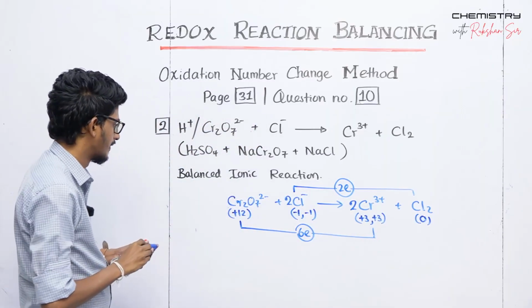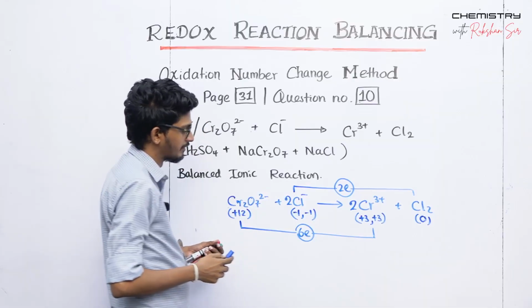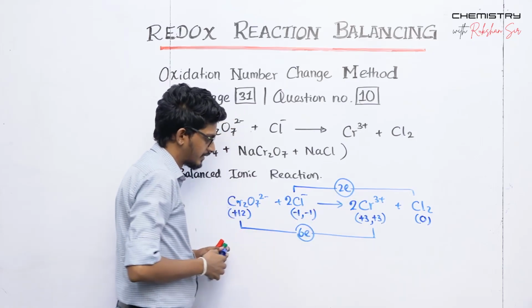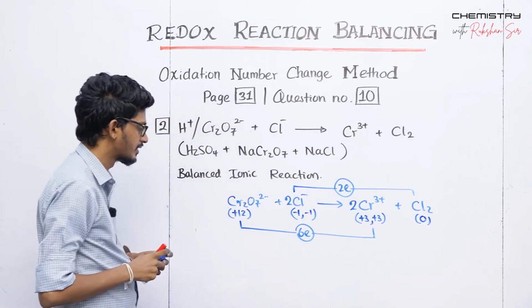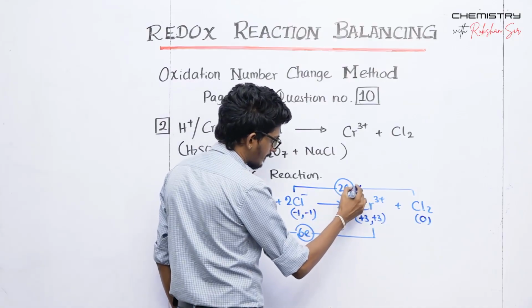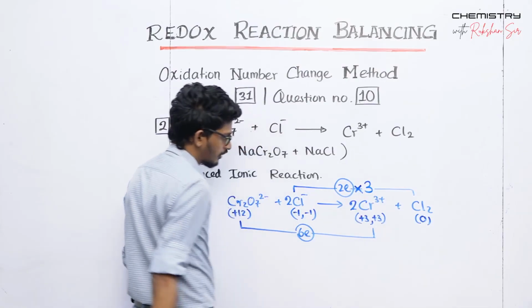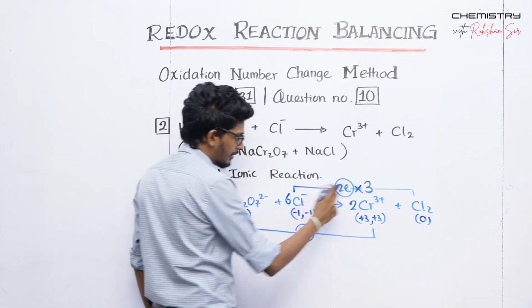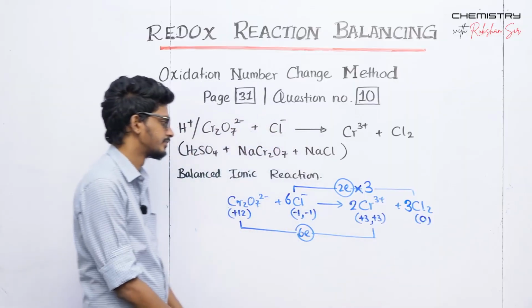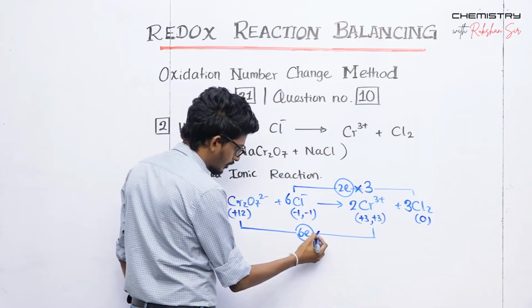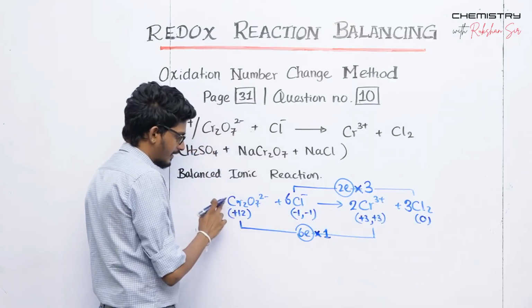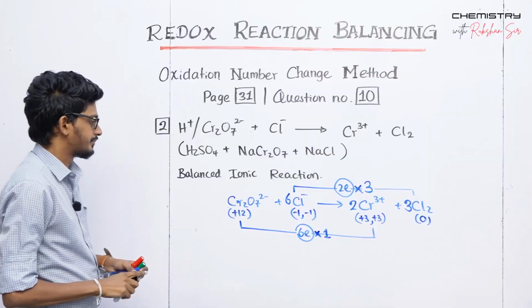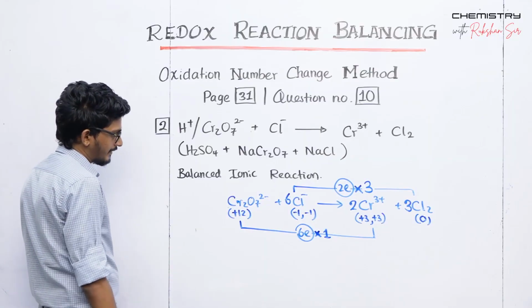Now we need to balance this stuff. The 2 oxidation state changes should be balanced. For the 2 and 6, the least common multiple is 6. So you need to multiply this thing with 3. So this branch should be multiplied with 3, so 3 into 2 is 6. This should be multiplied with 1 to come up with the least common multiple, so 1 is no need to write there. The second step is done.